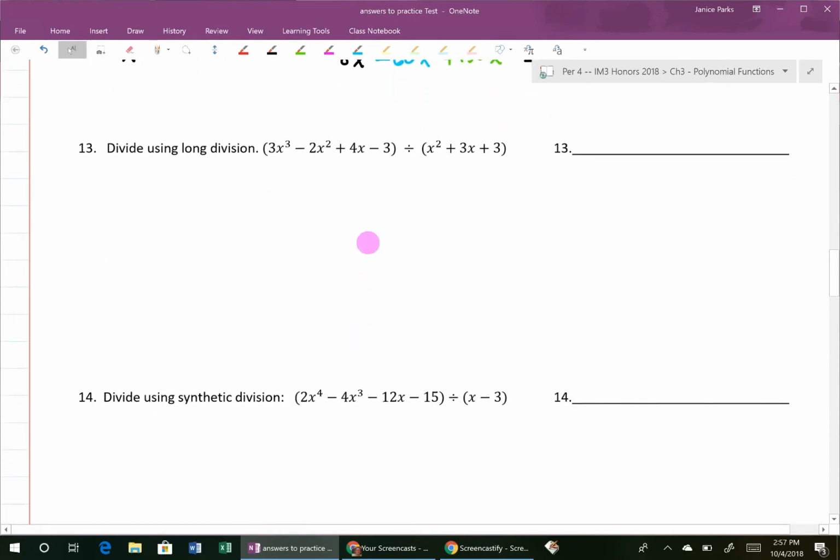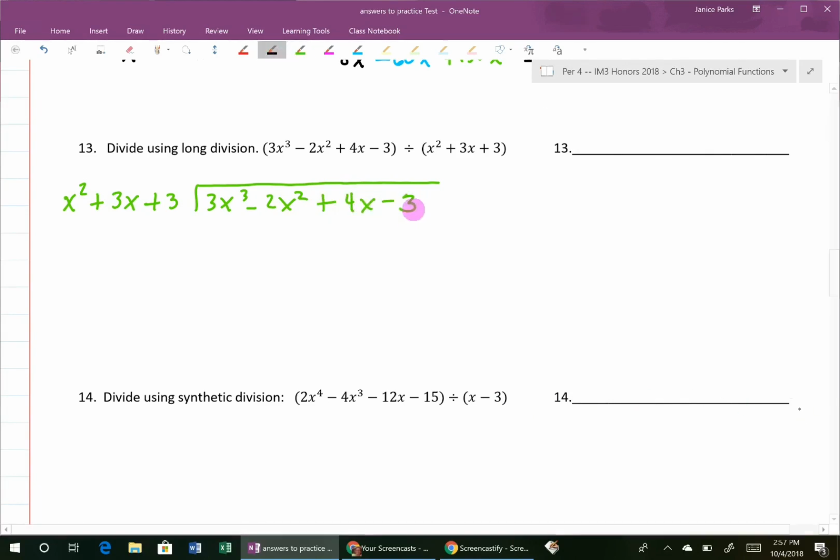For the next one, we're going to be using long division. So we have x squared plus 3x plus 3 into 3x to the third minus 2x squared plus 4x minus 3. No placeholders are needed, but you need to always check. So the first part, we're going to divide x squared into 3x to the third. That should be 3x. If you multiply down with that, you're going to get 3x to the third plus 9x squared plus 9x.